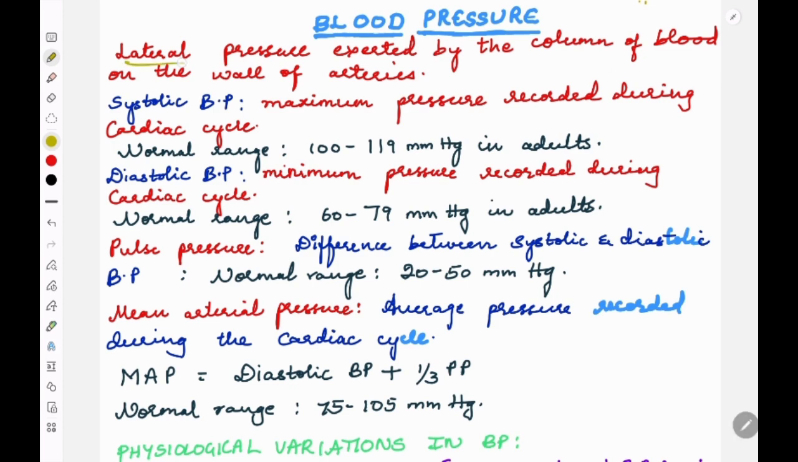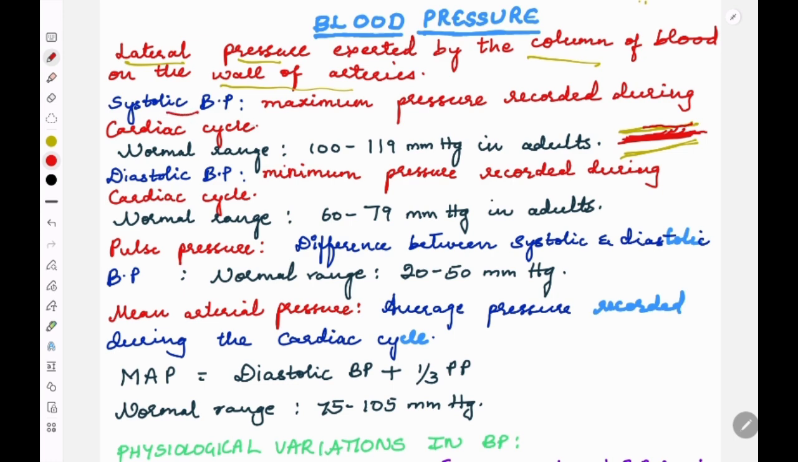It is the lateral pressure that is exerted by the column of blood on the wall of arteries. So basically, if you assume this to be a blood vessel, and let us assume this red color to be blood, whatever pressure the blood is exerting on the wall of the arteries, the blood vessel, that is what we call blood pressure. So it is the lateral pressure that is exerted by the blood. Then what is systolic BP?